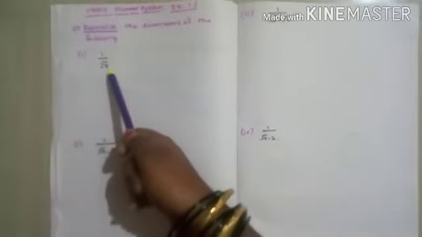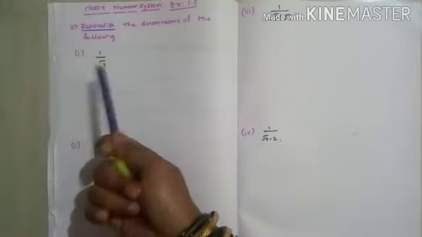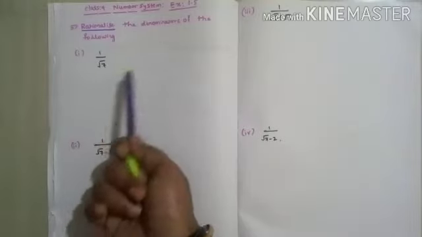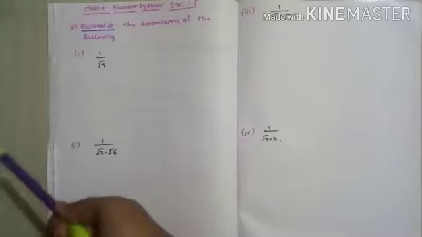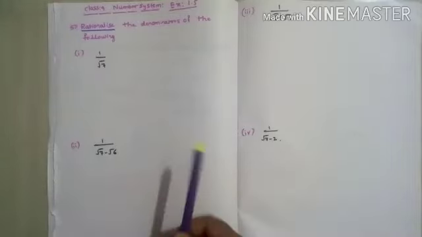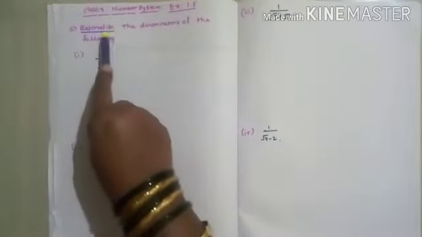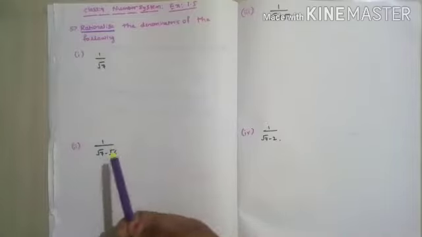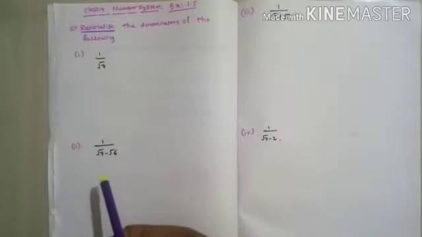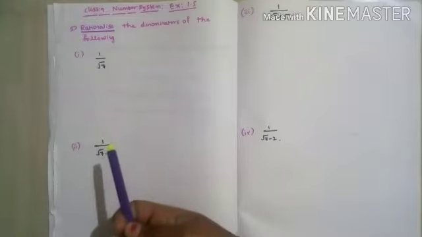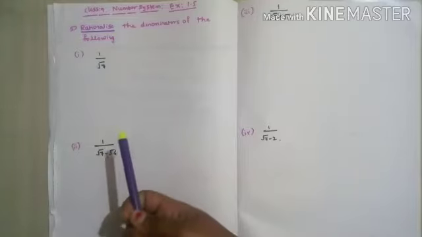So you want to make root 7 a rational number because it is an irrational number. That process of converting the irrational number into a rational number is called rationalization. Here they have given the heading: rationalize the denominator of the following. We have to rationalize the denominator, not the numerator. Only the irrational number present in the denominator has to be converted into a rational number. That process is called rationalization.